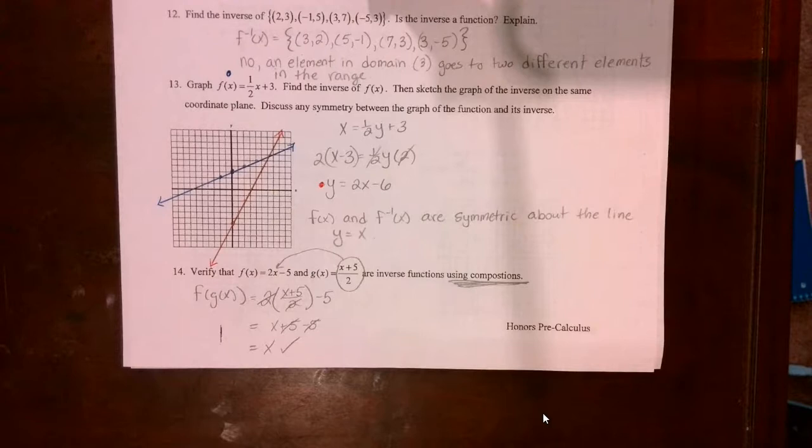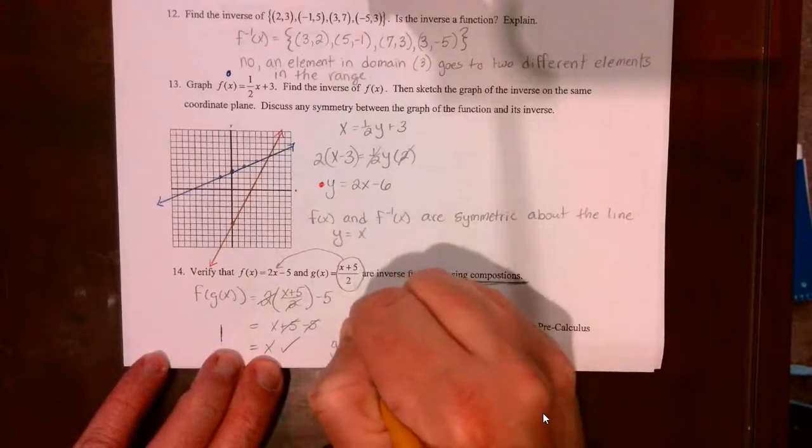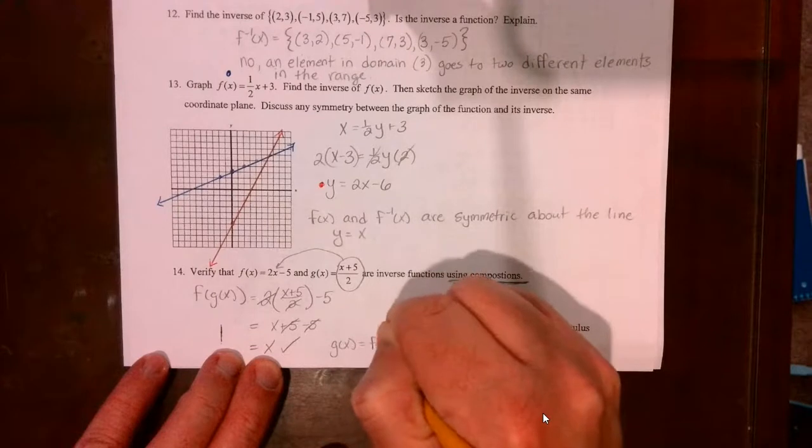If we do the composition either way and we just get x, then that shows that f and g are inverses. So since that, we can say g of x is equal to f inverse of x.